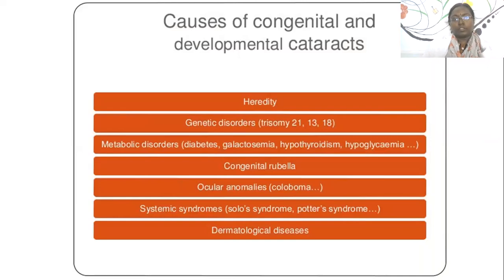What is the process of congenital developmental cataract? It can be hereditary or genetic disorders like trisomy 21, 13, and 18. You can see cataract and metabolic disorders like diabetes, galactosemia, hypothyroidism, hypoglycemia. Cataract formation can be there. Congenital rubella can be seen along with ocular anomalies.